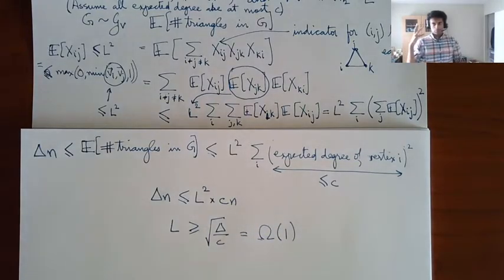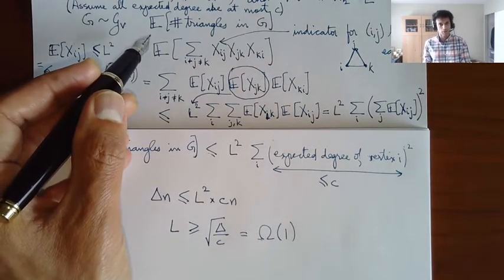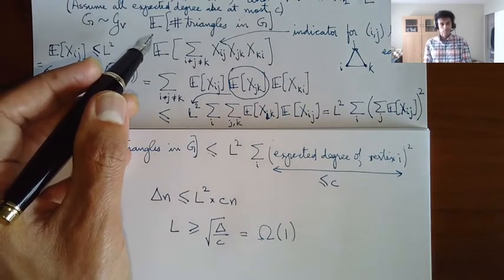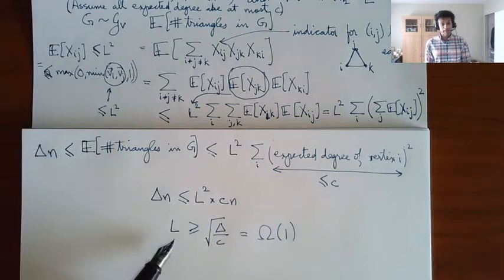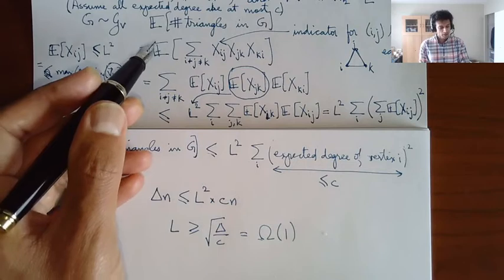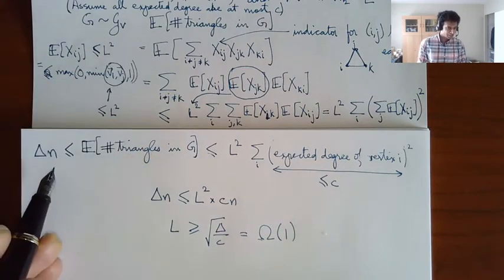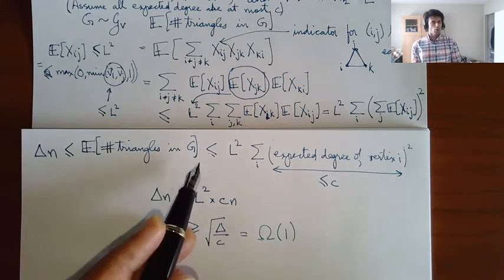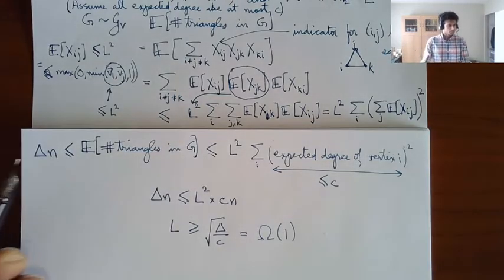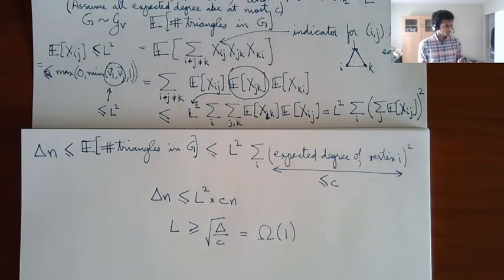So the punchline, the message here is that because the expected number of triangles is linear, you actually need all the length to be omega 1. That's the message. So all this calculation says is that the length is omega 1 when the expected number of triangles is at least delta n. Remember, I assume that all vertices are at most degree C. So any questions about this? Clear?